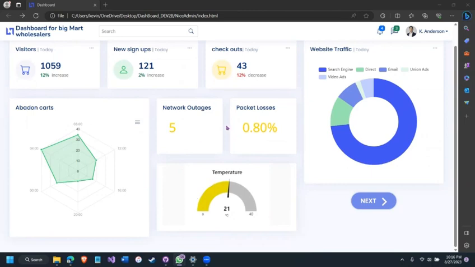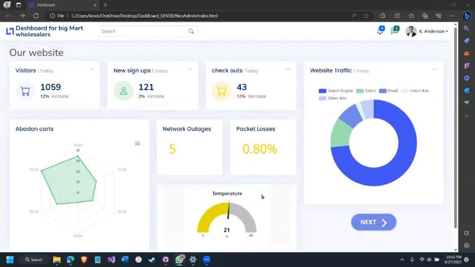And this section over here, we use this to monitor our servers so we can see the network outages, the packet losses, and the temperature of our servers. And over here with this donut chart, we can also see our website traffic. So search engine, video ads, and so on.